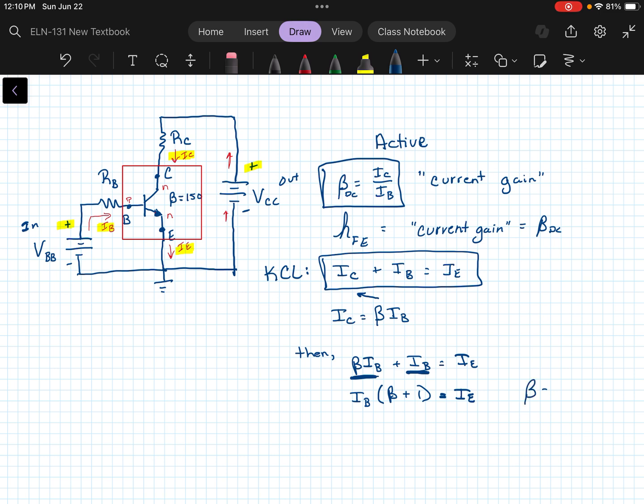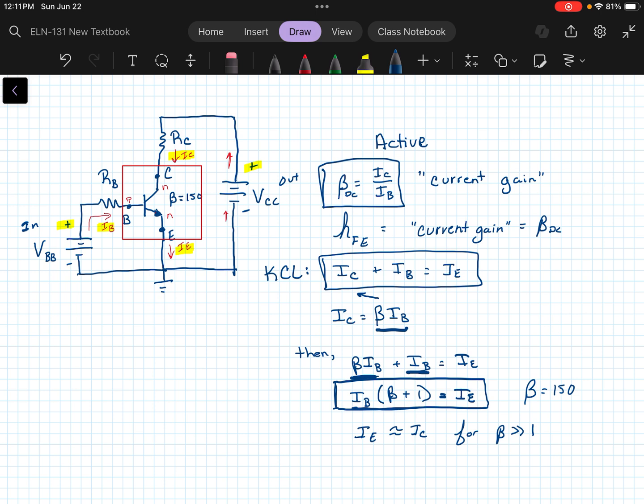Now in this case, beta is 150, so it's very large. How much larger is 151 times IB versus 150 times IB? It's not very much different. So IE is going to be pretty much the same as IC for any beta that's much, much greater than 1. If it's in the hundreds, it's pretty much the same thing. But if you want to be exact about it, you could use that as well.